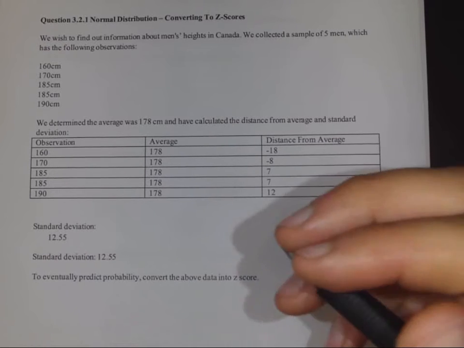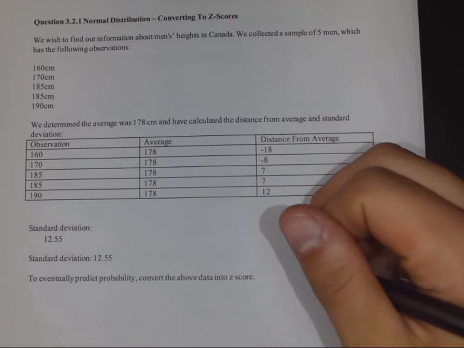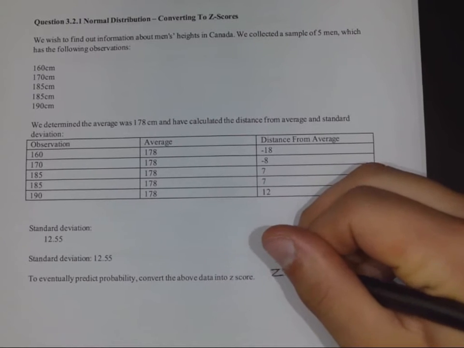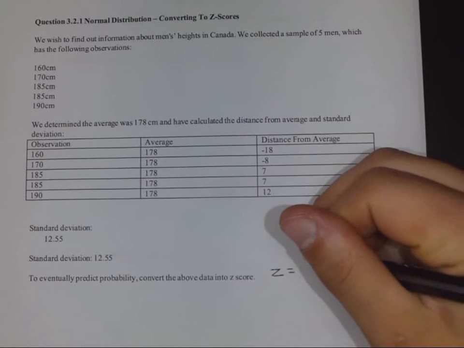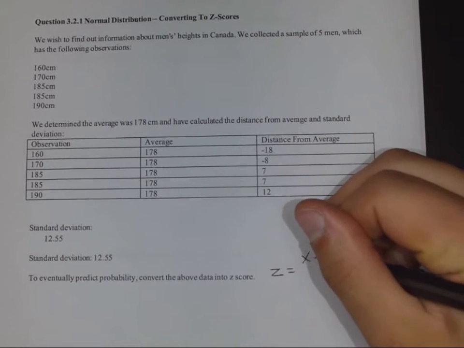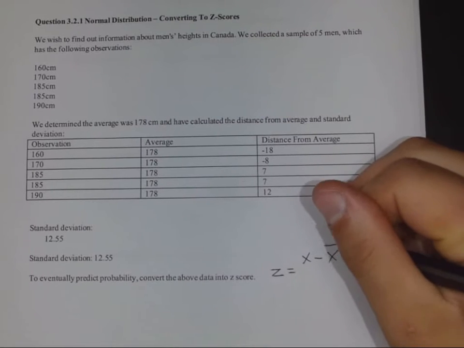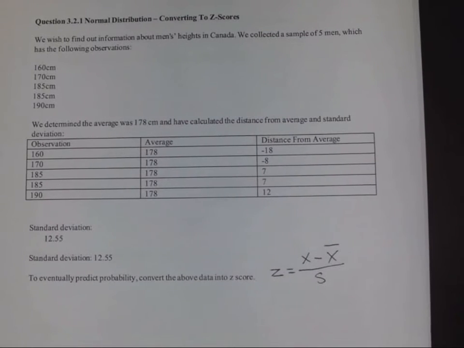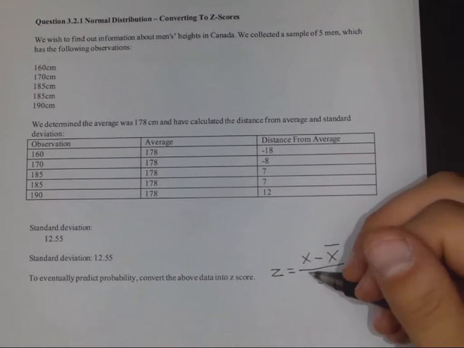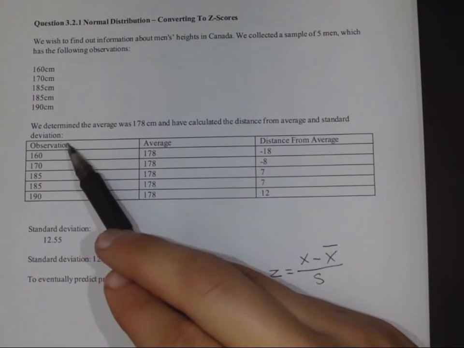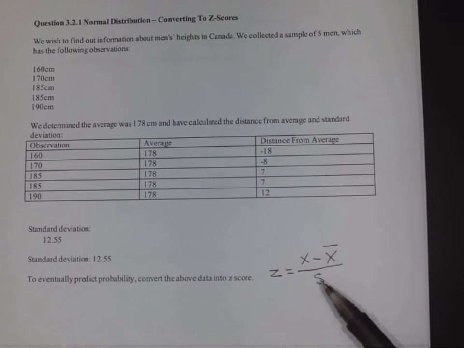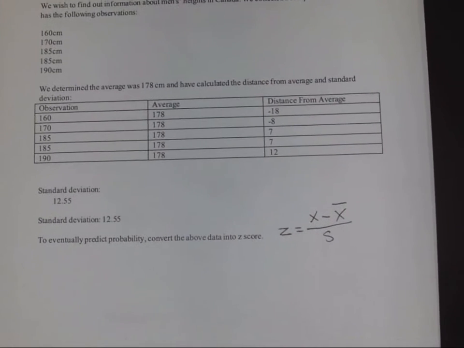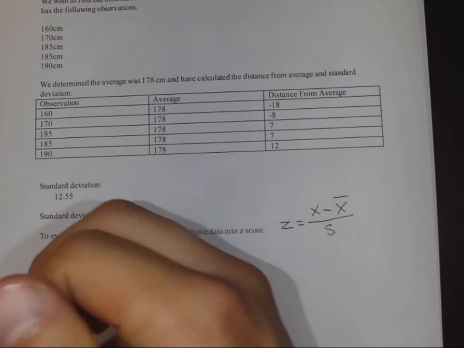The z-score comes from our observation less the average, divided by our standard deviation. So in this case, our observation less our average is right here, and our standard deviation is here. We can determine our z-score for each of these observations.